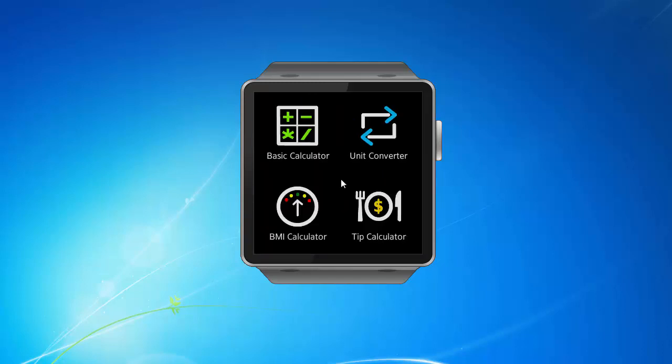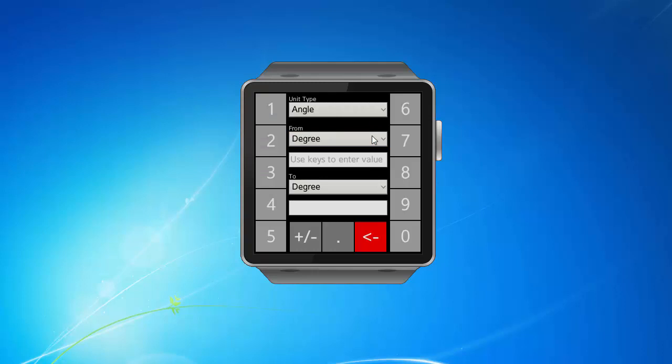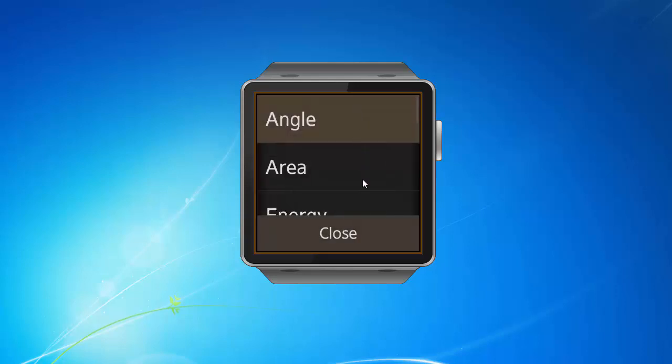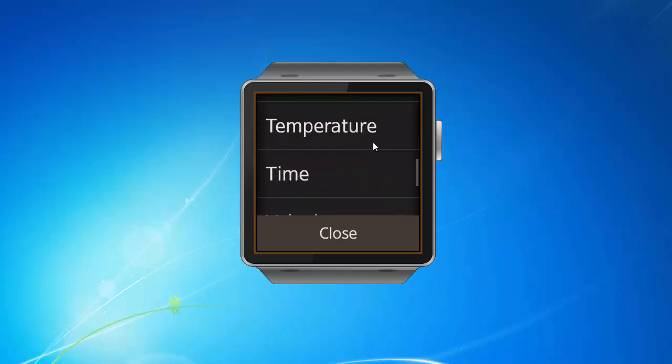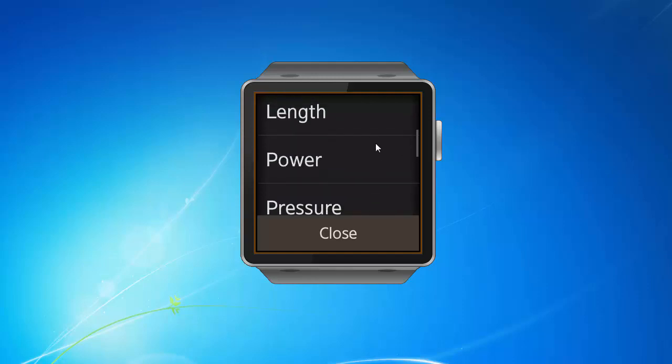Now let's proceed on to the unit converter usage. Unit converter enables conversion of various unit types. By default, it shows angle as the chosen unit type. By clicking on unit type select box, we could find various unit types which can be used for conversion. For a sample operation, let's choose length.